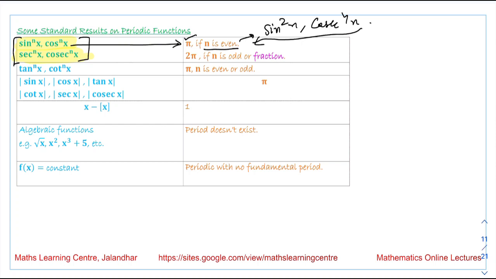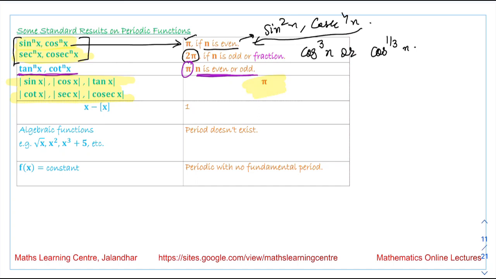And if n is odd or a fraction, suppose the function cos 3x or cos (1/3)x, then their period is 2 pi. Next, tan raised to the power n x and cot raised to the power n x: their period is pi when n is even or odd. Whatever the value of n is, their period is always pi. Next, the mod of sine x, the mod of all these trigonometric functions, their period is pi.